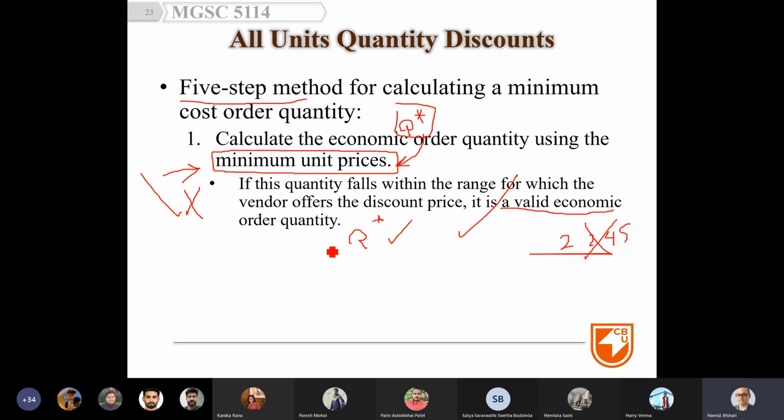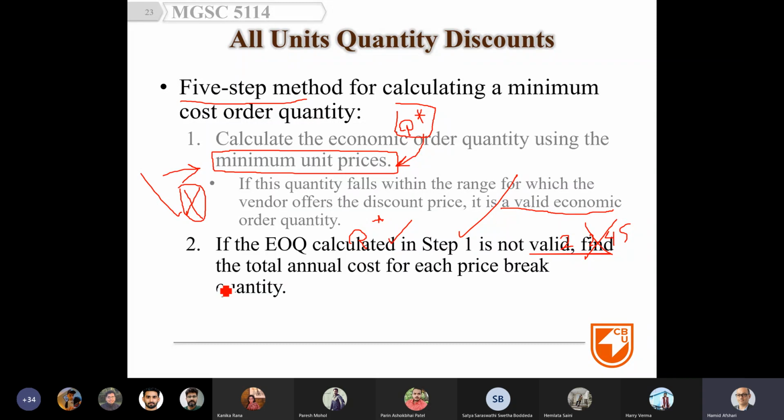Okay. If economic order quantity is not valid, what should you do? You should go to step number 2. In step number 2, you will find the total annual cost for the cheapest price, or for the lowest discount. So you will find the total cost for this range, and you will see how much is your total cost in the system. Okay, so this is step number 2.